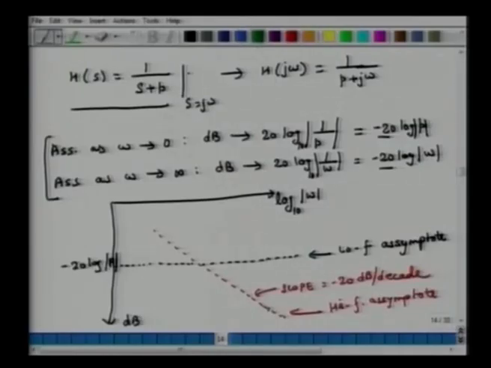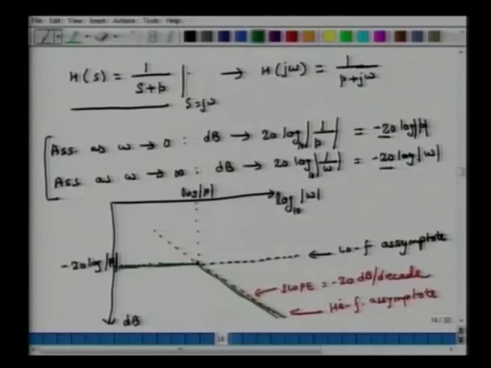And the combined response, so before I talk about the combined response, the intersection point corresponds to a value of omega when omega equals p. So this is log of p. So this is my intersection point. So my combined response I will plot in green. For low frequencies below omega equals p, my low frequency asymptote is going to dominate, and for high frequencies, the high frequency asymptote is going to dominate.